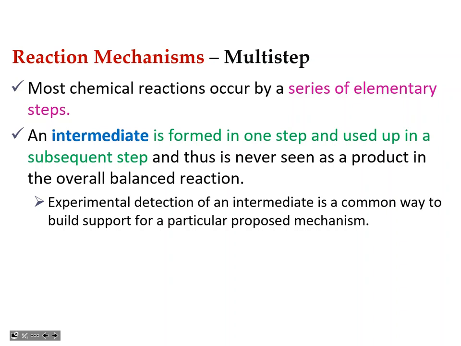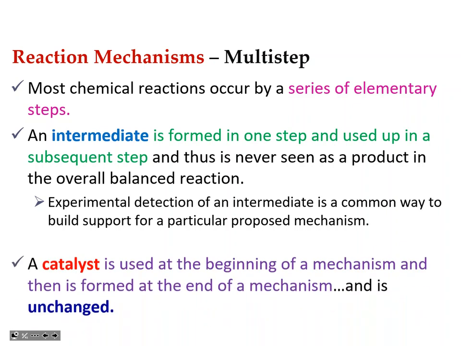However, if they can detect a little bit of the intermediate, that, of course, gives more support to a certain mechanism. When they try to detect the intermediate, obviously it's going to be very small because it's an unstable compound, so it doesn't usually stick around. But if they can detect even a little bit of it, it supports the idea that that is the appropriate mechanism for the rate law, for the overall reaction.